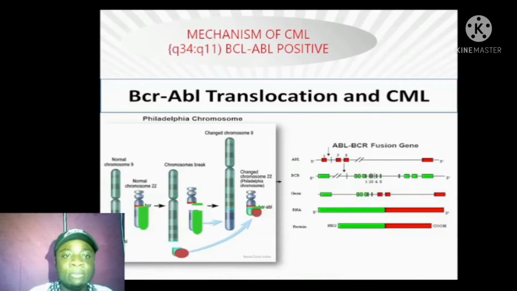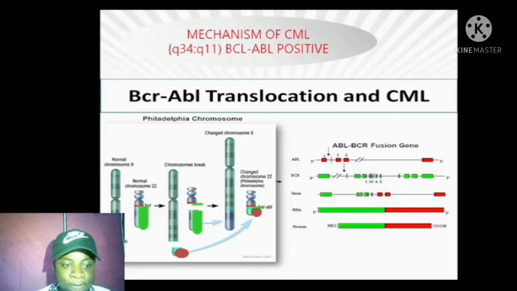Now let's look at the mechanism of chronic myeloid leukemia, the Philadelphia chromosome positive, because that one is more examinable. It normally comes in exams, and it is the most common one: about 90% of patients with chronic myeloid leukemia are Philadelphia chromosome positive. On cytogenetics, they find the Philadelphia chromosome. So let's look at the mechanism. How does it occur?